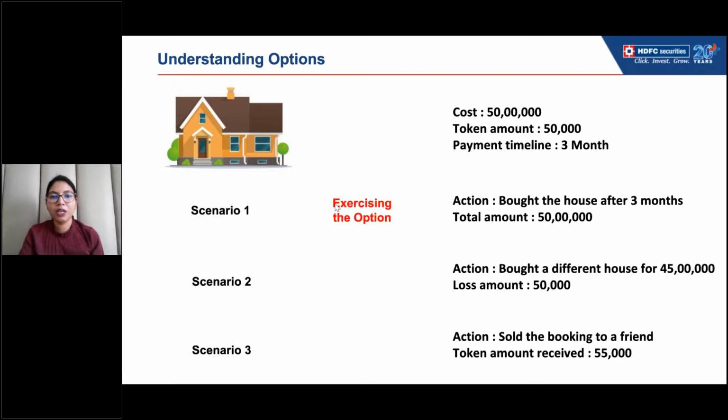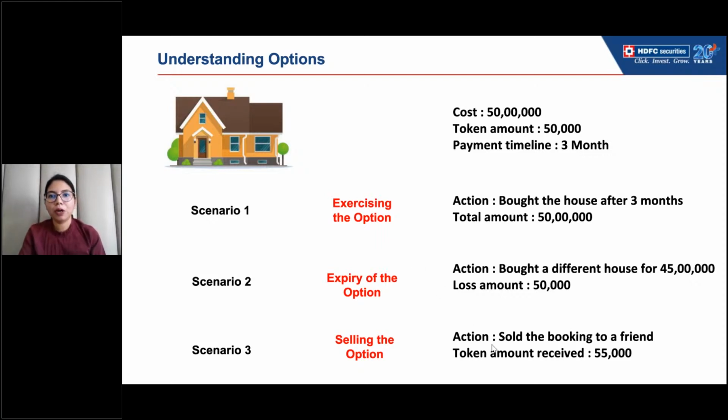फर्स्ट केस में क्या हुआ, you exercised your option. ओके, you actually exercised your option के आपने जिसके लिए ये कॉन्ट्रैक्ट किया था वो आपने एक्सरसाइज कर लिया. सेकंड में क्या हुआ, you could not exercise your option. ओके, तो ये एक्सपायर हो गया. 3 मंथ का आपका टाइमलाइन था, 3 मंथ में आपने ये जो कॉन्ट्रैक्ट था वो एक्सरसाइज नहीं किया, तो आपका ऑप्शन एक्सपायर हो गया. थर्ड में क्या हुआ, you sold the option.